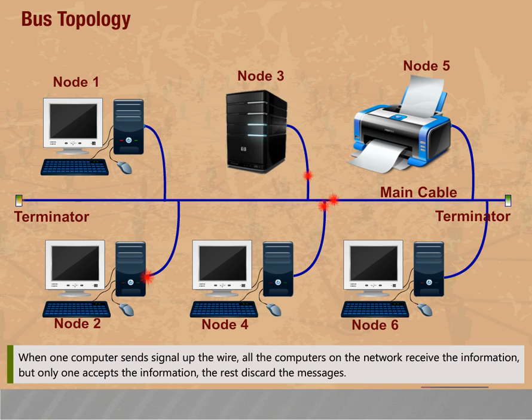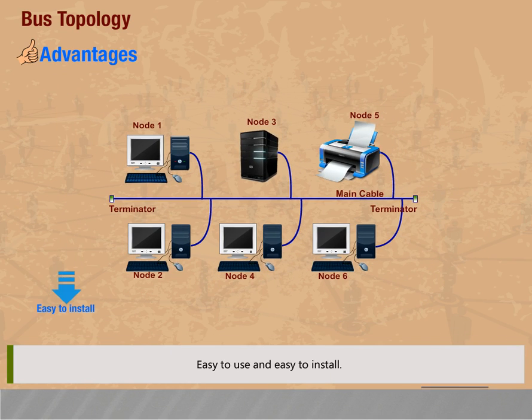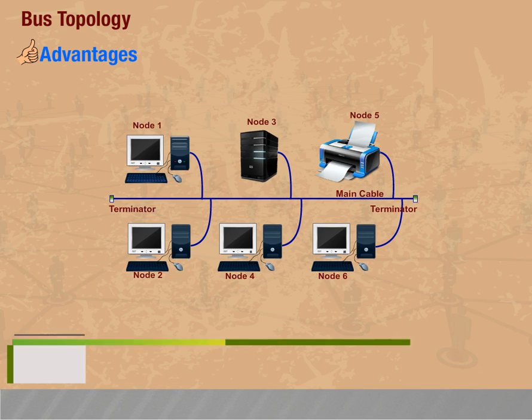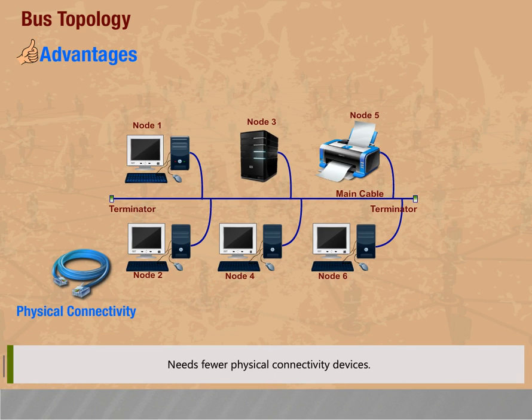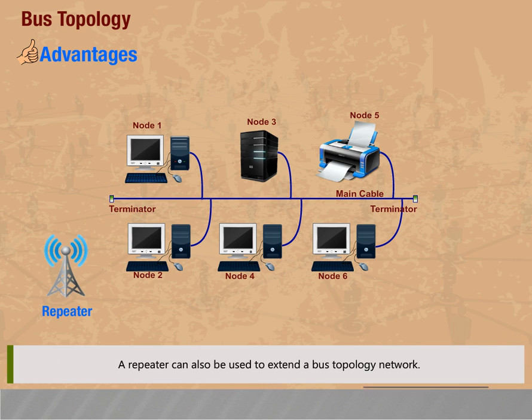When one computer sends a signal up the wire, all the computers on the network receive the information, but only one accepts the information, the rest discard the messages. Advantages: easy to use and easy to install. Needs fewer physical connectivity devices. A repeater can also be used to extend a bus topology network.